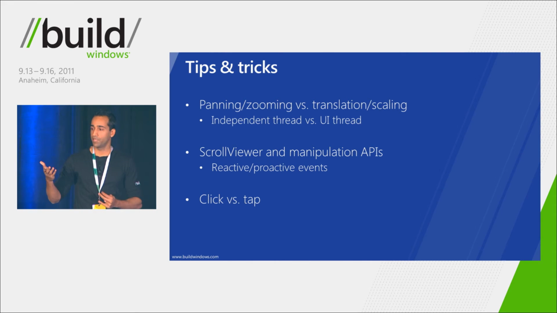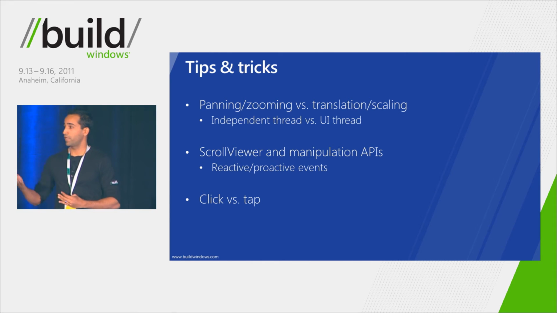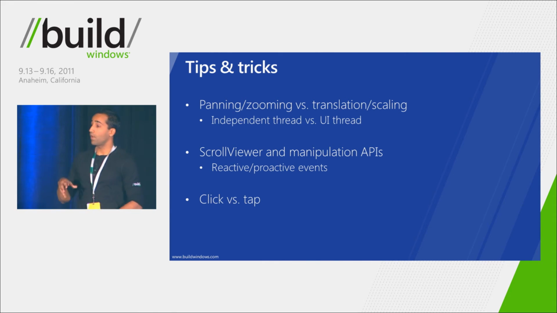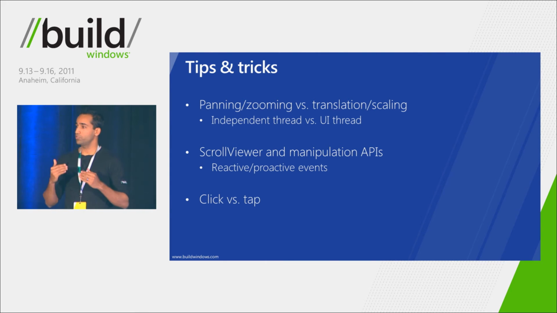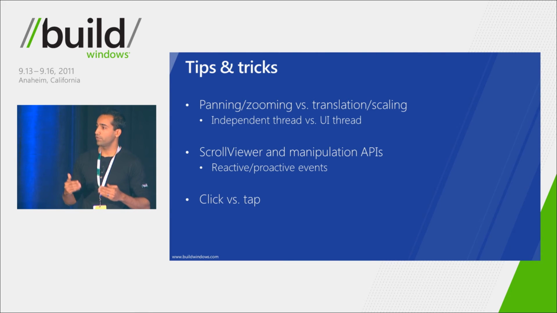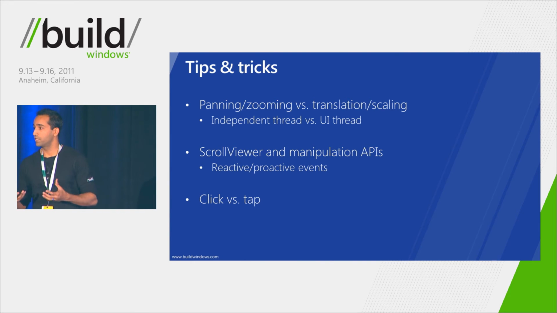As opposed to the manipulation events using the manipulation API that happens on the UI thread, those are proactive events. We're telling you this is what the user is doing. You need to react, and you need to actually apply that transform like you saw in the code snippet. So you need to actually do something to manipulate the element.